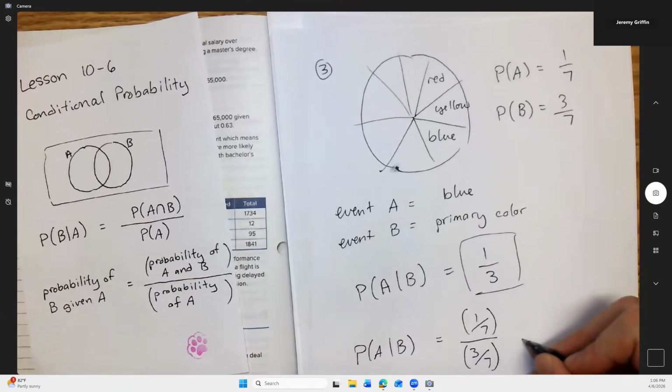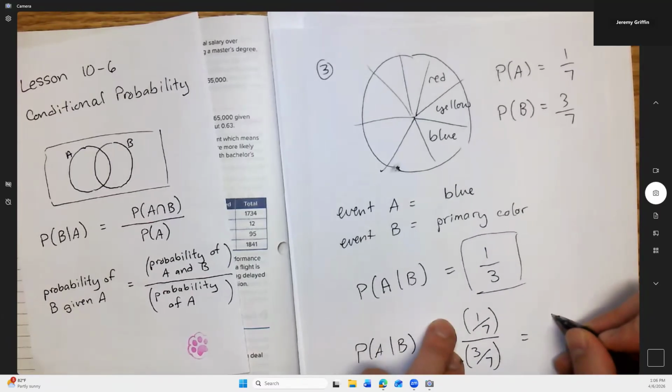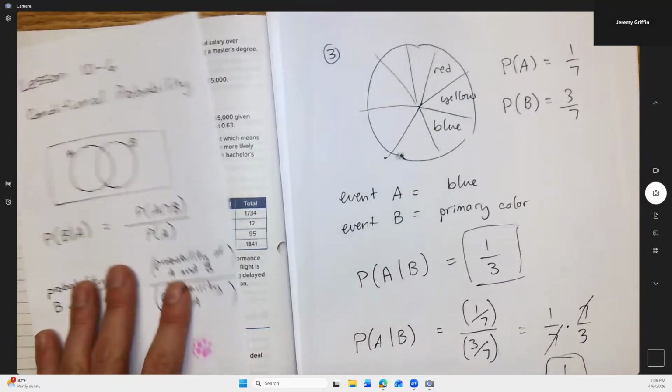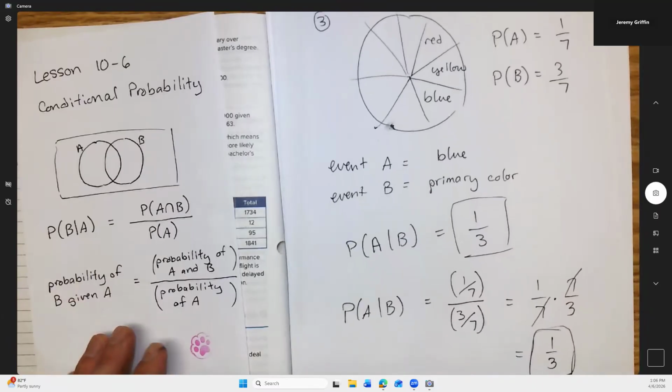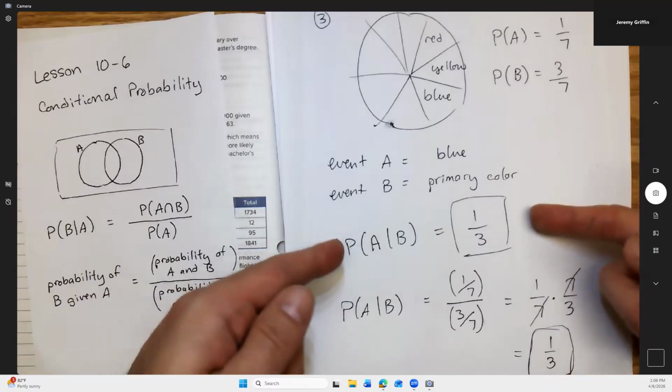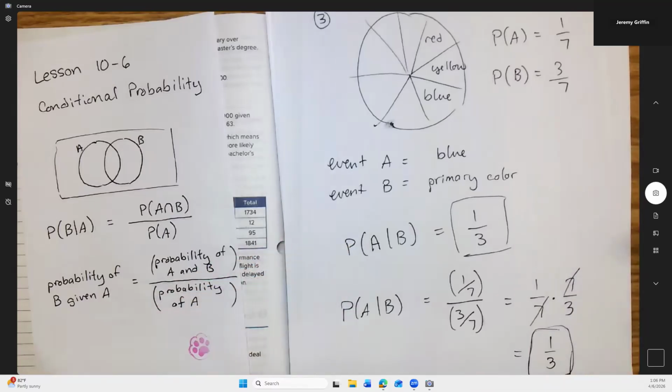Okay, if you divide this out, 1 over 7 divided by 3 over 7 is the same thing as 1 over 7 times 7 over 3. The 7s cancel, leaves you with 1 over 3, which is the exact same thing. So using this page of notes that you saw at the very opening of the video, you get 1 in 3. Or if you just consider it this other way, it's 1 in 3 no matter how you look at it.